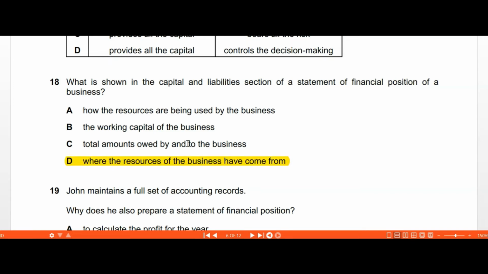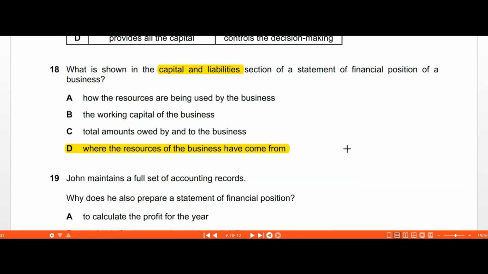So exactly, this is what the capital and liabilities shows us, because the resources that are owned by the business are the assets, and these assets might be purchased from the capital that was invested in the business, or the liabilities, such as the long-term liability, the bank loan that the business took. So obviously they are using that money to run the business.